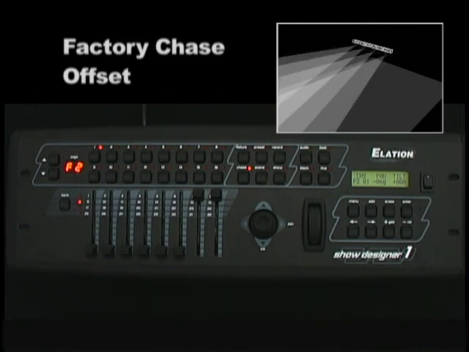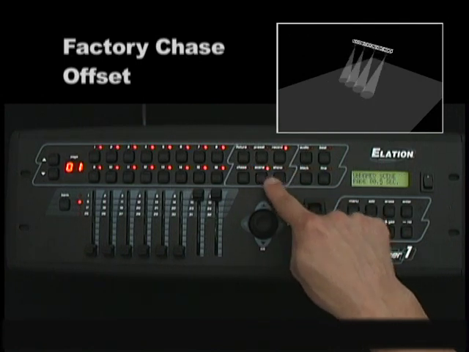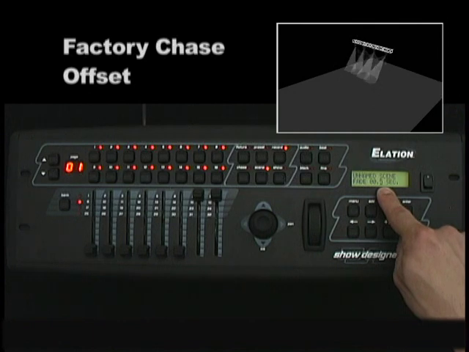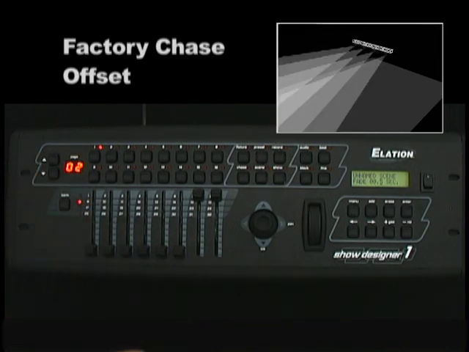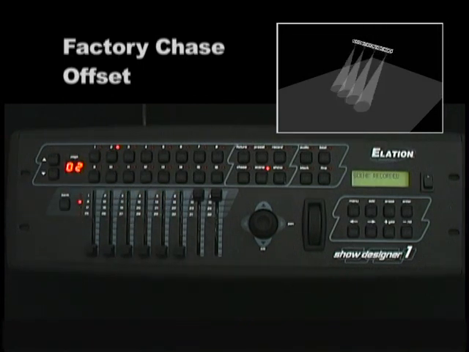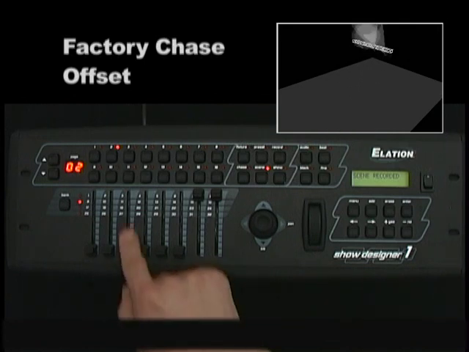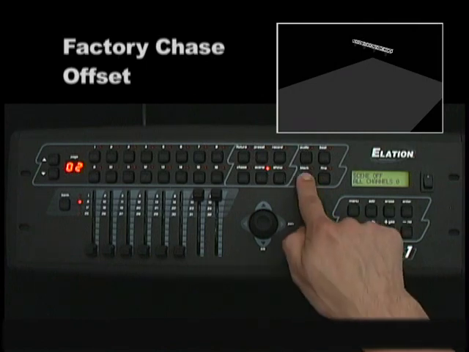This can all be stored into a scene button by pressing record, scene, entering the scene name and fade time, then press the up and down buttons to select a desired scene page, and then storing it to an available scene button. This scene now incorporates our factory chase offset adjustment. To exit, press the same number switch or the blackout button.